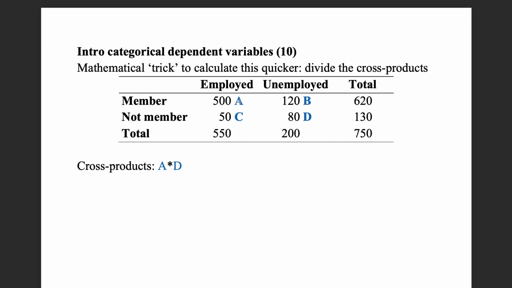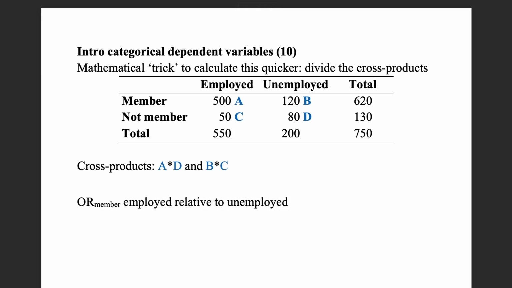The cross product of A times D: crossing over and taking the product, so the value for A multiplied by the value for D. And we can also have the cross product of B times C, so the value for the B cell multiplied by the value for the C cell. So in a 2x2 table, there are two potential cross products that we can calculate, A times D and B times C. Once we have calculated them, we can just divide those two cross products by each other to directly calculate the odds ratio for us.